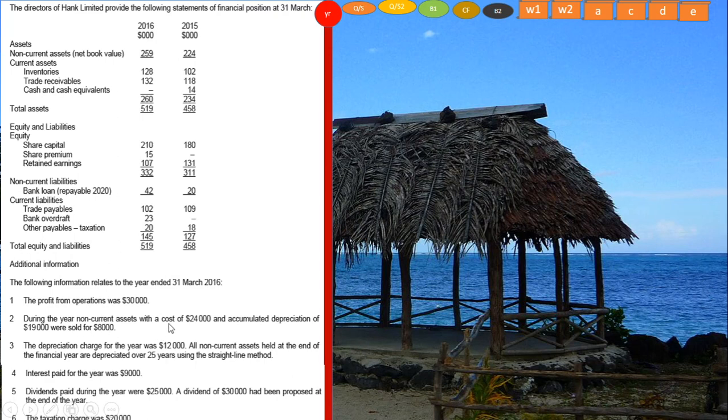During the year, a non-current asset cost 24,000 and accumulated depreciation of 19,000 was sold for 8,000. The depreciation charge for the year was 12,000, and non-current assets held at the end of the financial year are depreciated over 25 years using the straight line method. So this 2 and 3 is related to your non-current assets.